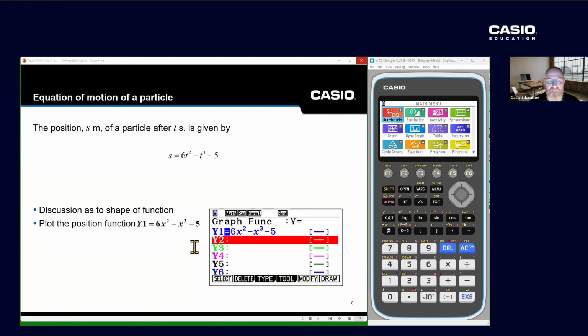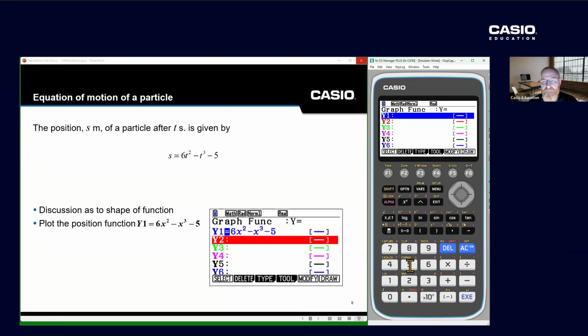We can have a go at plotting. On the emulator, I've actually reset the emulator. If you haven't done that before, it doesn't matter. You may not get the same images on your emulator. But I'm going to enter graph mode with the shortcut 5. So I'm going to have a go at demonstrating how to do this. You don't have to follow along at home, but you can if you want. So entering 6x squared, subtract x cubed, and subtract 5. Okay, so we've entered our function.